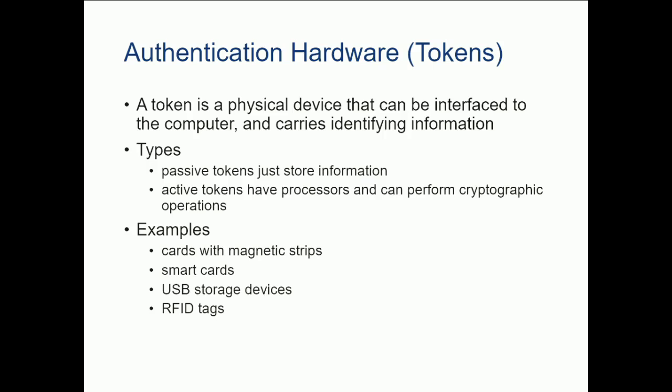Active tokens instead will have processors, and are able to perform cryptography operations. We have many examples in practice, like the cards with a stripe. That's the old bank card, debit card, with only a magnetic stripe. The smart card is a new card, the chip card. And also we have USB storage devices. When we plug in a USB storage device, then we can get access to the system.